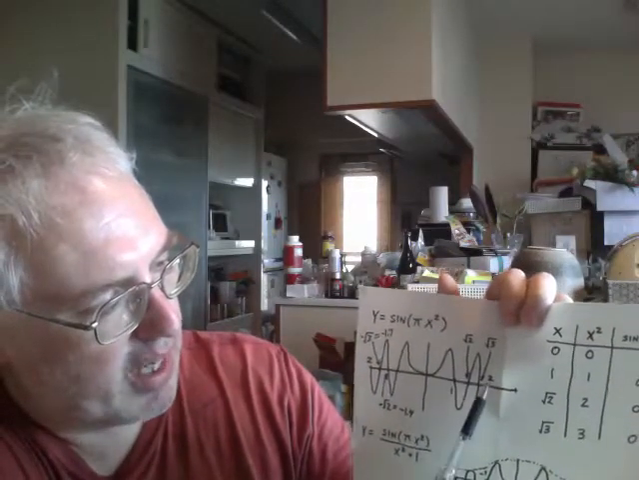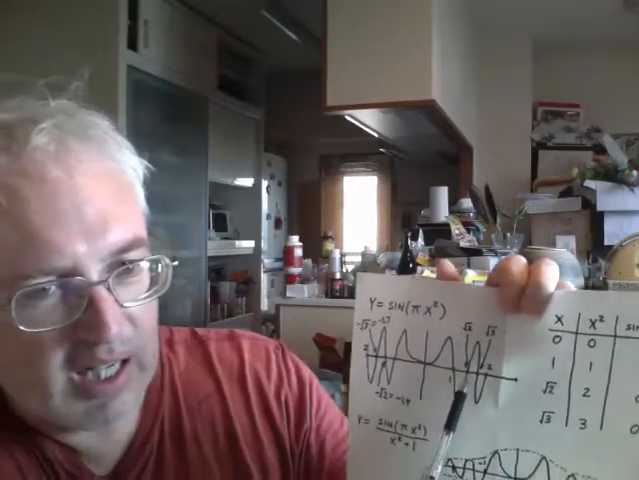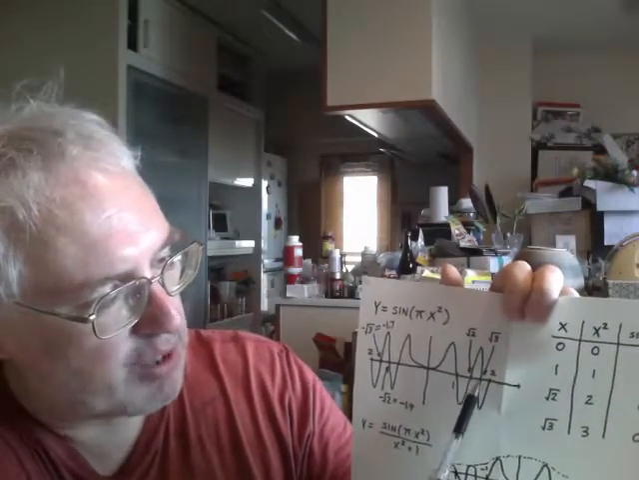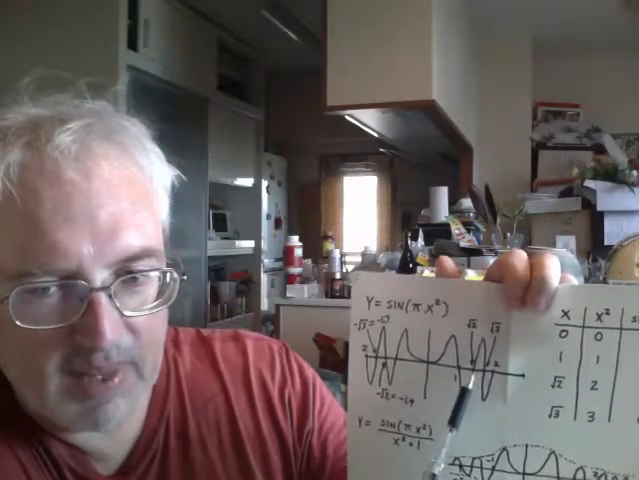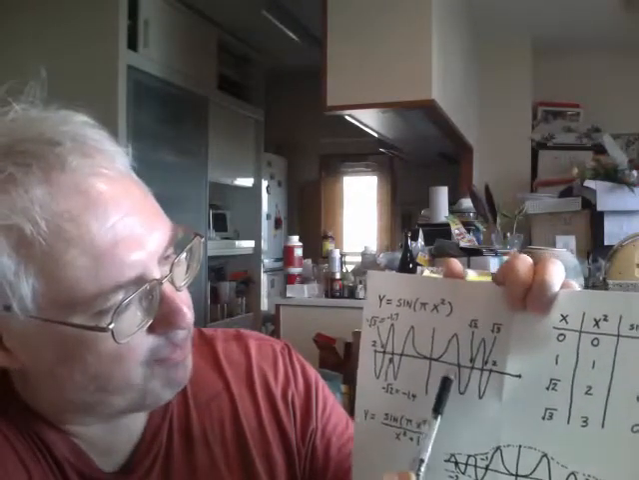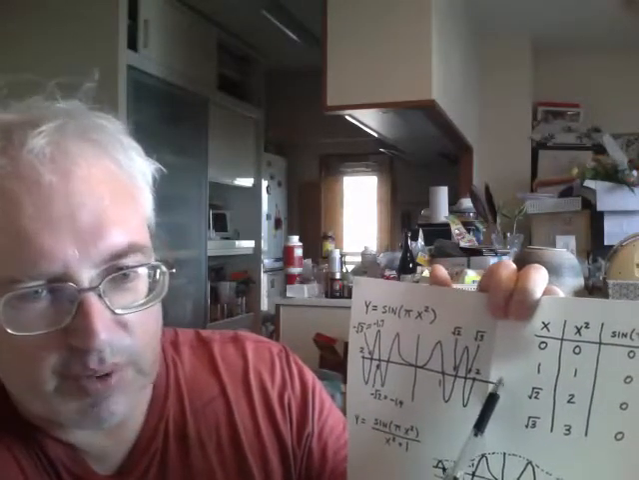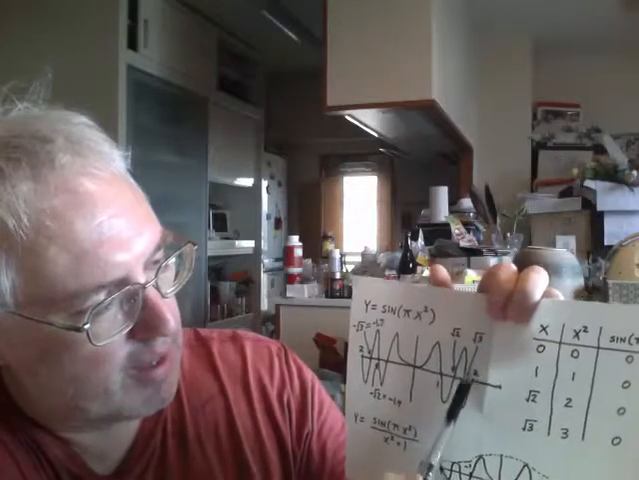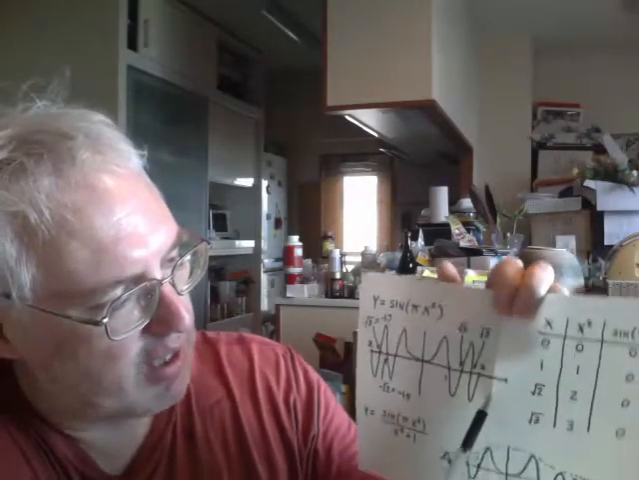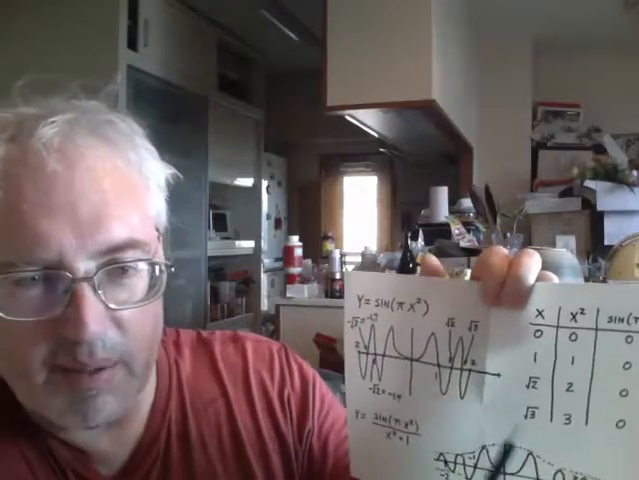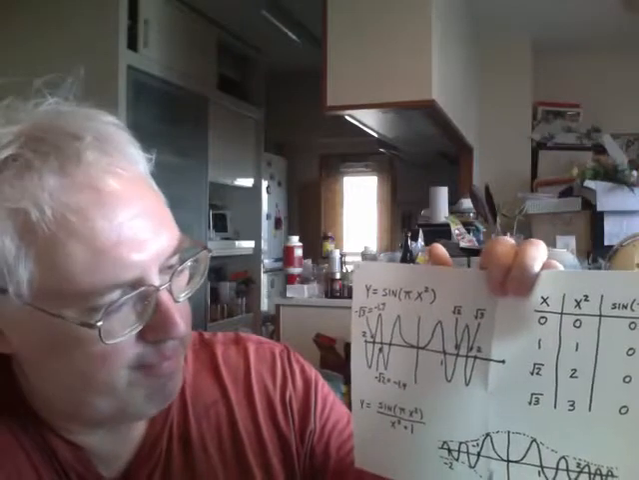Between 1 and 2, the square root of 4, we have the square root of 2, about 1.4, and the square root of 3 is about 1.7. And between 2 and 3, which is the square root of 9, there's going to be 5 crossings. So this function is still oscillating between -1 and +1. It's just getting faster and faster.